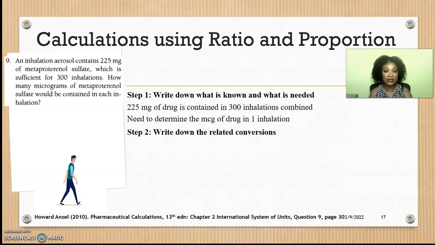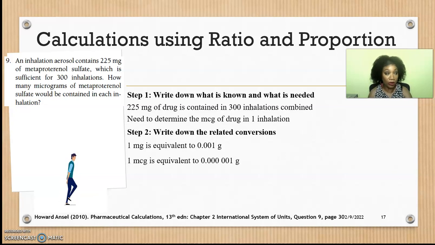So the next step, we need to write down the related conversion. We know that 1 milligram is equivalent to 0.001 gram, or 1,000 milligrams is equivalent to 1 gram, and 1 microgram is equivalent to 0.000001 grams.